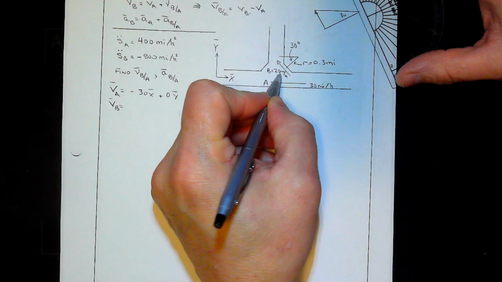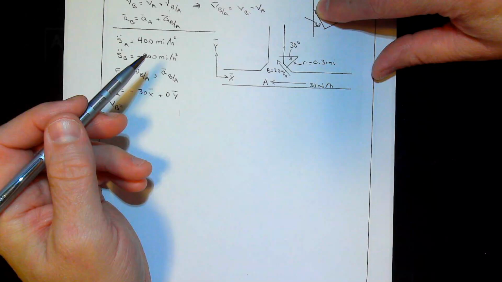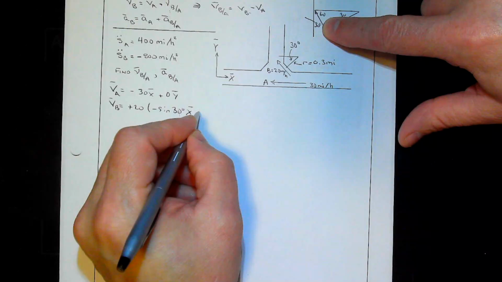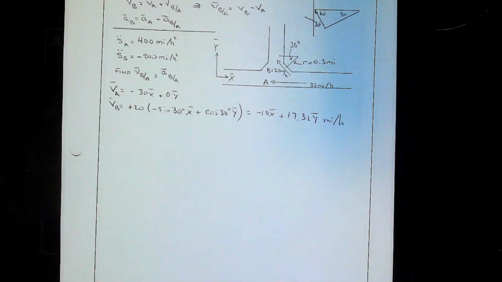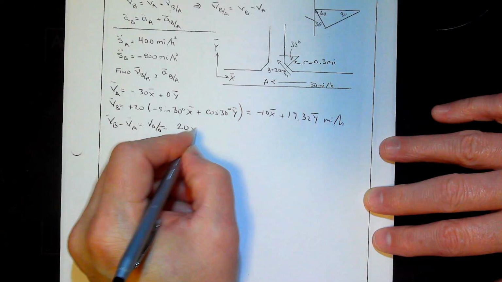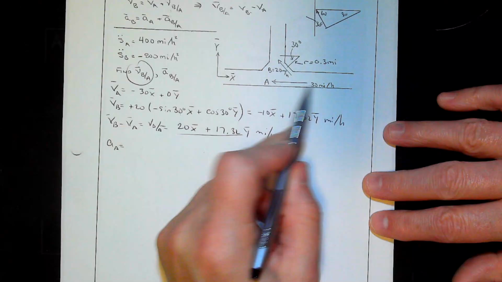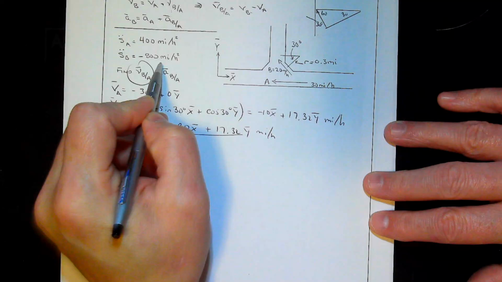So here's my coordinate system. I have a car A going up 30 miles per hour. Here I have B making a turn. The current radius is 0.3 miles, going 20 miles an hour, and it's currently at an angle of 30 degrees, even though it looks like 45. The accelerations of A and B are given. A is accelerating, B is decelerating. Find VB with respect to A and acceleration of B with respect to A.